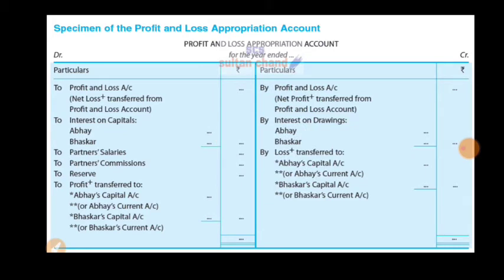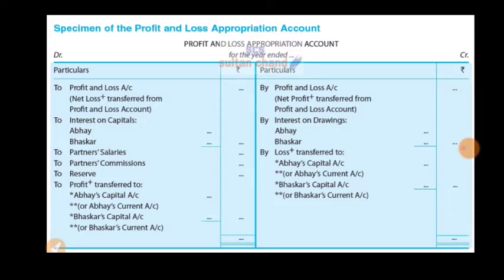Let us understand it in a better way by the specimen of the profit and loss appropriation account. By this specimen, you will be able to understand profit and loss appropriation account in a better way. After this, we will solve some questions of profit and loss appropriation account to understand it in a more practical way.